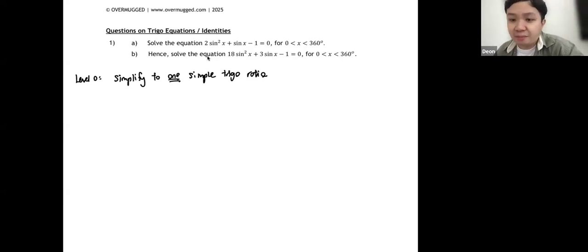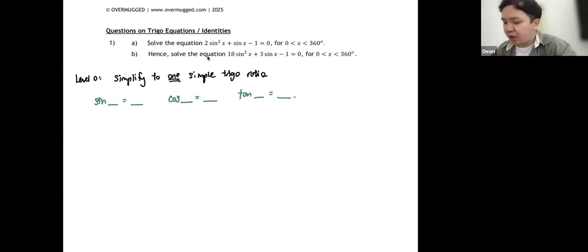So what is considered a simple trigo ratio? Okay, I want it to be of the form sine, cosine, or tangent. Okay, I want it to be one of these things. Don't forget you can also convert them if you have a slightly more complex trigo ratio. Okay, if you have cotangent, you can convert to this. If you have secant, you can convert to this, and if you have cosecant, you could convert to this.